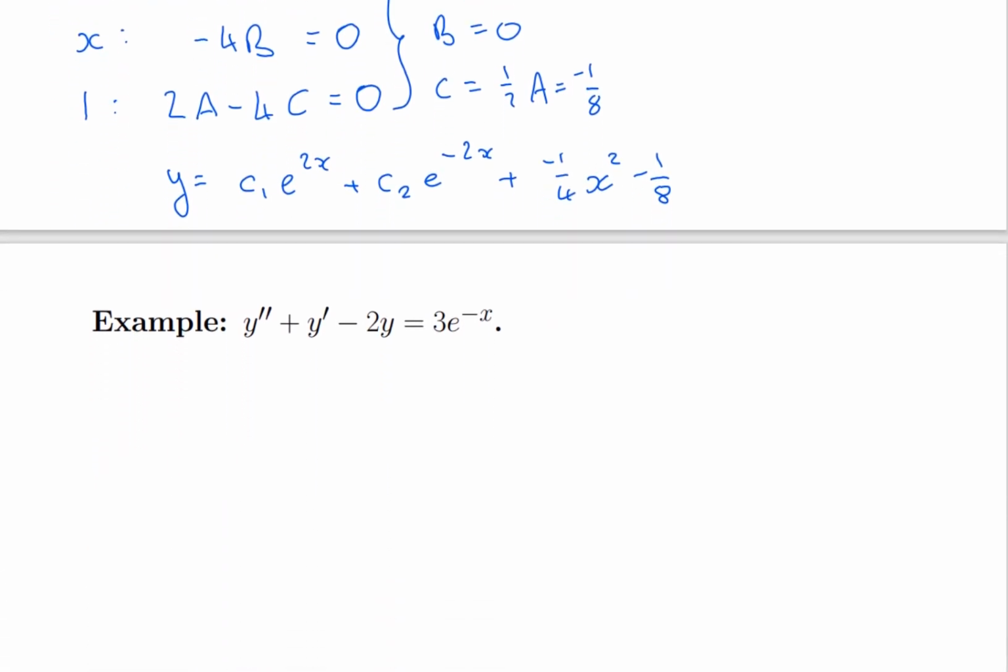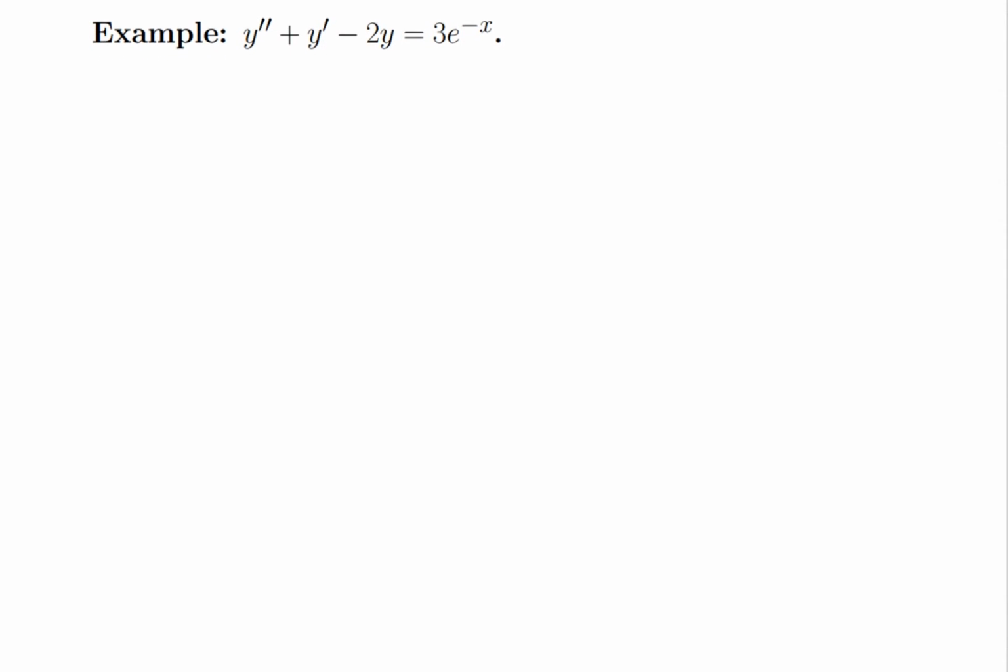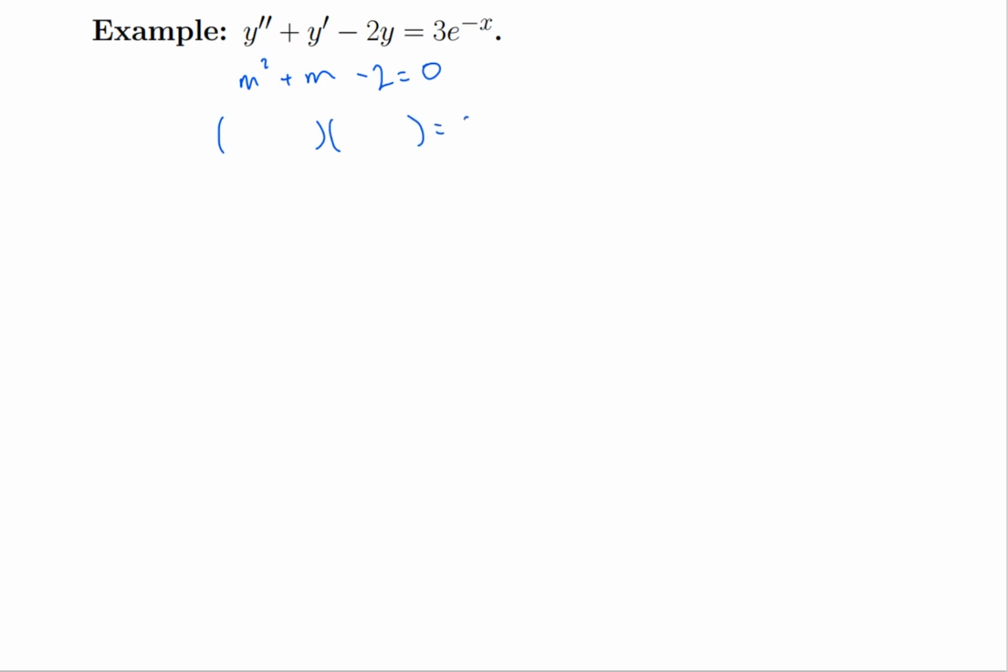Okay, so that was a polynomial one. Now an exponential one. Again, same setup. Start with the indicial equation, m squared plus m minus 2 equals 0. I could use the quadratic formula, or I could factor it. What's that one going to be? That's going to be m plus 2, m minus 1. So m is either negative 2 or 1. So I'm in case 1, 2 distinct real roots. So the complementary solution is c1 e to the minus 2x plus c2 e to the x.